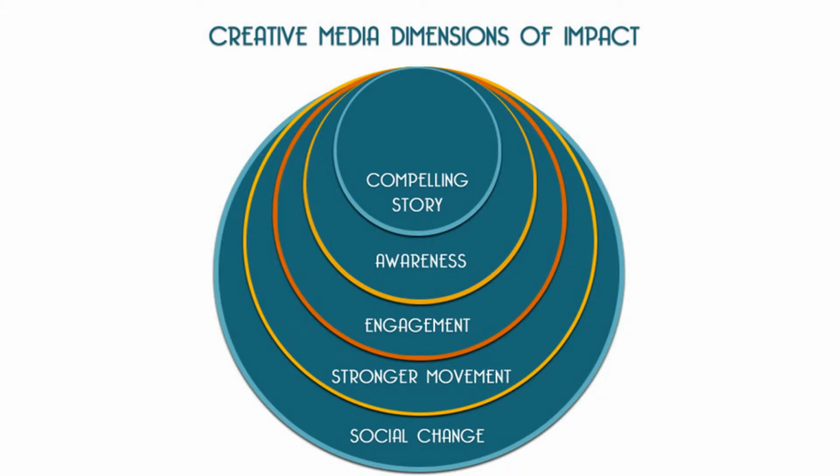Next, we will consider a similar approach, but one that is more clearly focused on social impact. This one is called the creative media dimensions of impact. Again, the first step is to create awareness of your message through a compelling story. From there, you must sustain interest in order to get your audience engaged in your story. An engaged viewer can now join the movement at large in society that is working on your cause. With enough viewers so engaged with your message, the final step, social change, can occur.